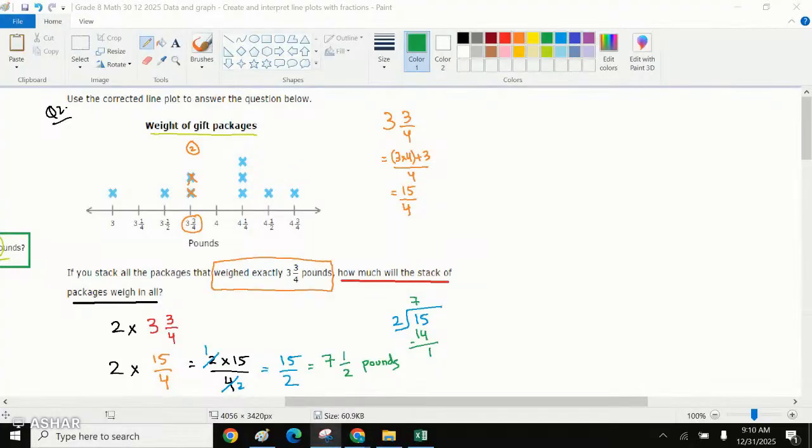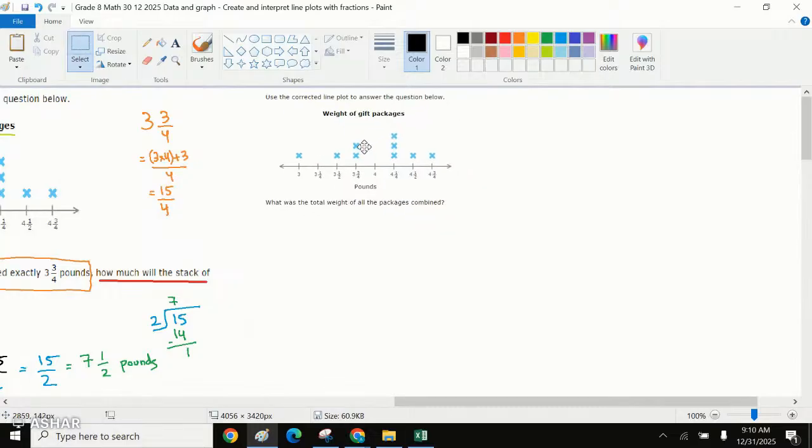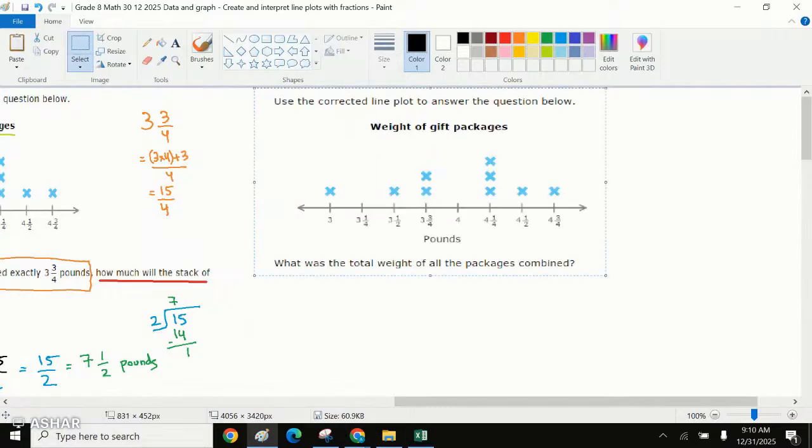They are saying in question number 3, if this was the question given, they have changed the question. The statement and the diagram are the same, but our requirement is different now. What they're saying is use the corrected line plot to answer the questions. It's still talking about weight. The weight is in pounds. What was the total weight of all the packages combined?